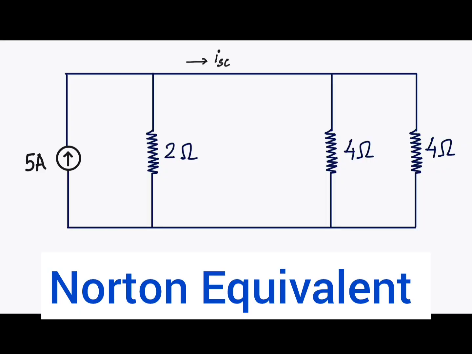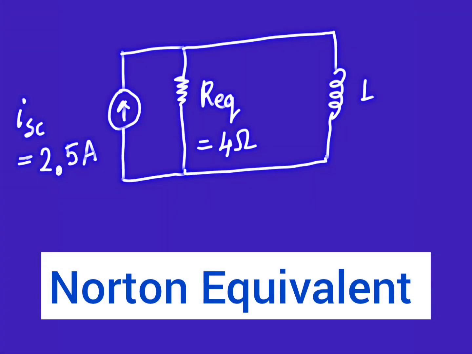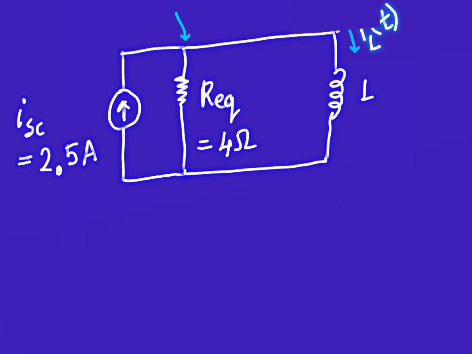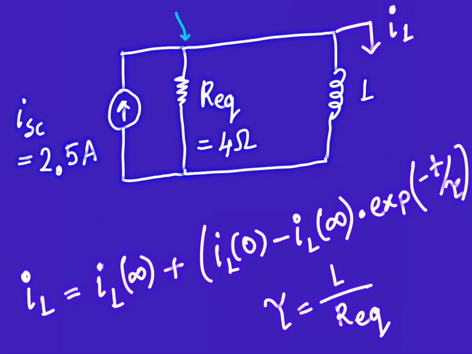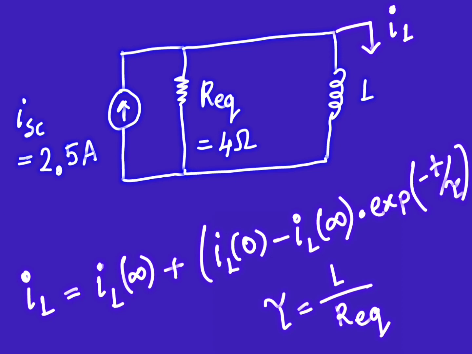You can also visualize the switching circuit as a short circuit current of 2.5 ampere, which is our IL infinity, driving an R equivalent and L parallel circuit, where R equivalent is our equivalent resistance and L is 3. Also, the inductor initially had a current of 5 by 3 ampere. So if you solve the KCL across this node with this initial condition, you will get a current equation, with time constant tau equal to L by R equivalent.